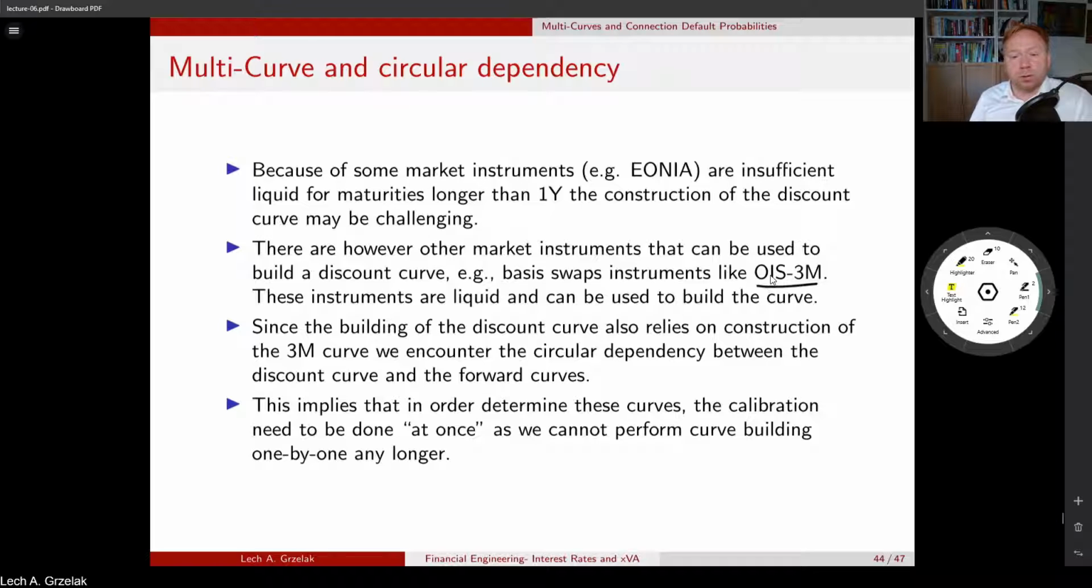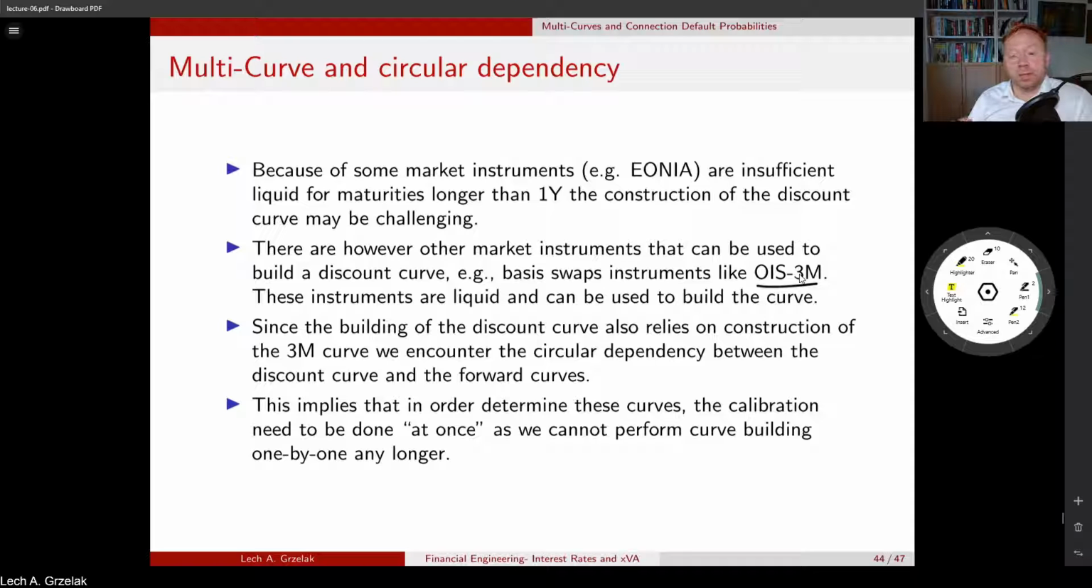So you see, you would like to use your discount curve, but at the same time you need to bootstrap the discount curve, and you don't have this bootstrap curve, because there is a spread. So this also means that there is some kind of interdependence between the 3-month curve and the discount curve, because they are not separated in the market quotes.